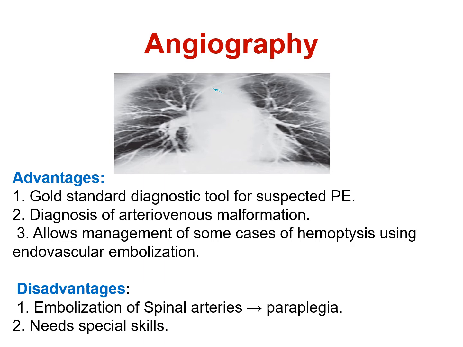Angiography. The advantage of angiography is that it is one of the radiological methods used during assessment of a case of hemoptysis. It is a gold standard diagnostic tool for suspected pulmonary embolism. It can diagnose AV malformation and allow management of some cases of hemoptysis using endovascular embolization. But its disadvantage is embolization of the spinal arteries that may lead to paraplegia, and it needs special skills.